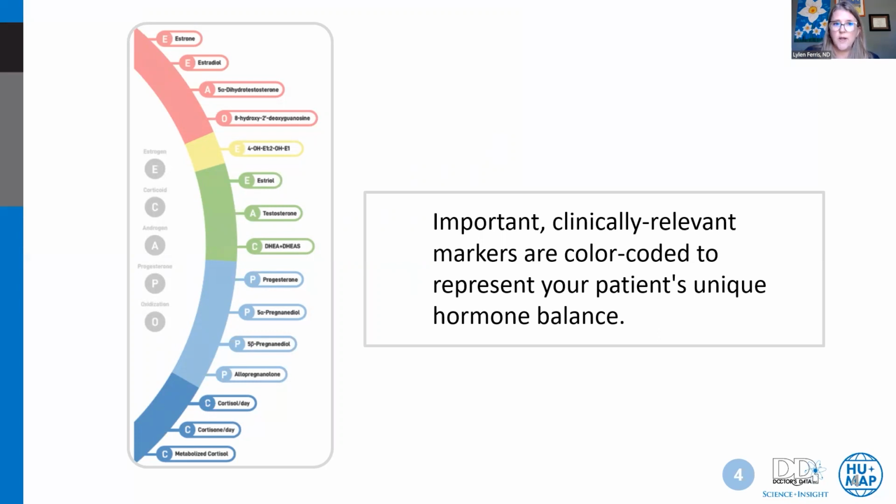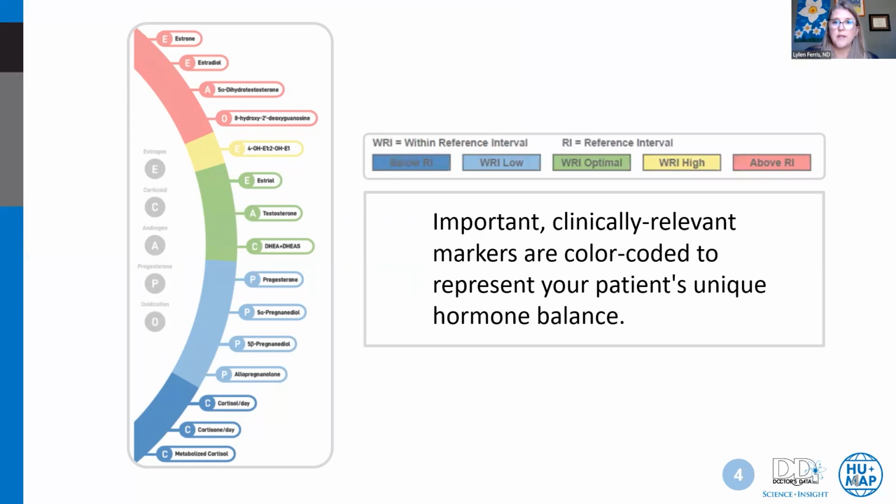Important clinically relevant markers are color-coded to represent your patient's unique hormone balance. Dark blue indicates a marker is below the reference range. Red indicates a value is elevated. Light blue through green and yellow is the reference interval. Because it can be functionally important to pay attention when values are trending high or low, we have included areas that correspond to low range and upper range. The same 15 analytes will populate on each half moon, but the placement will be patient dependent.